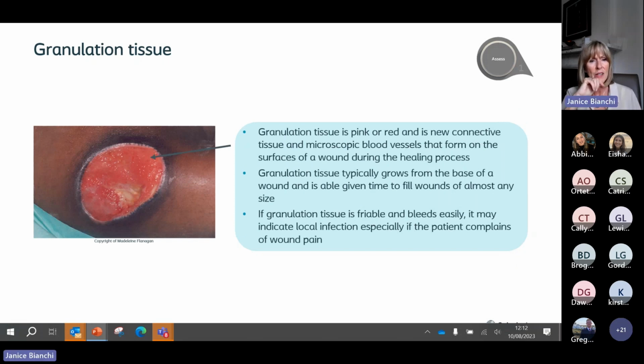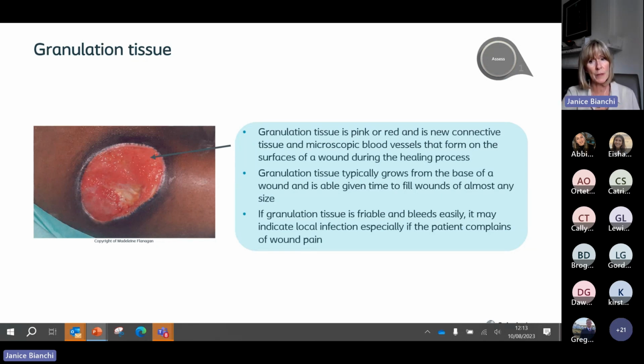And then granulation. Generally speaking, when we see this, like this wound here, we're delighted. Things are going well. So granulation tissue is red or pink, and it's new connective tissue. And if you looked under a microscope, it's little blood vessels which have grown into the wound. And it's the sort of later stages of the wound healing process.